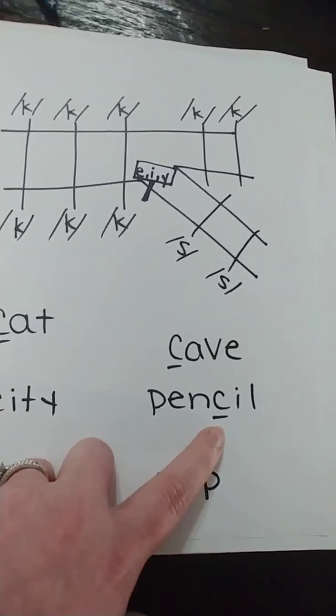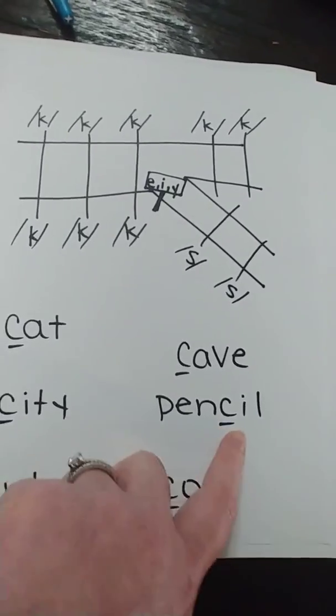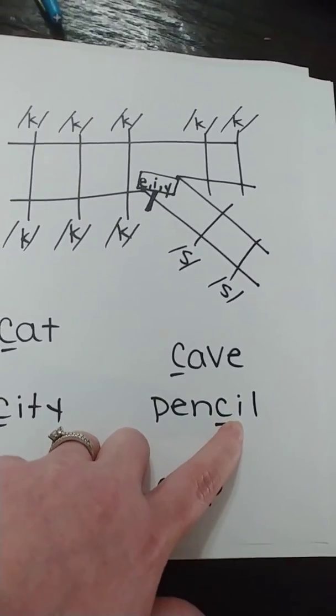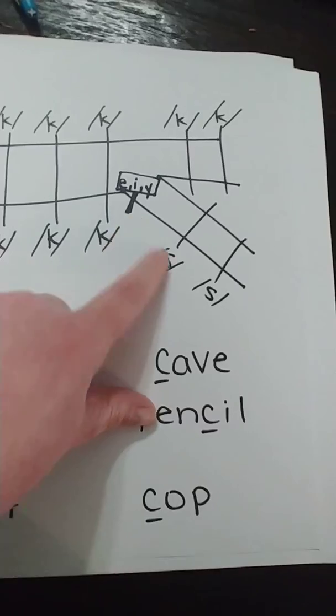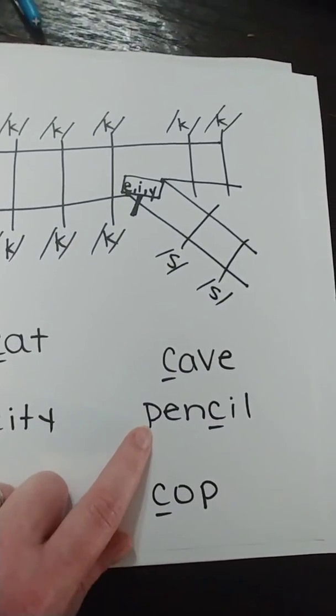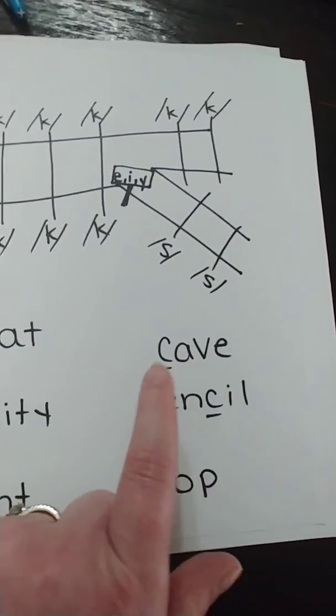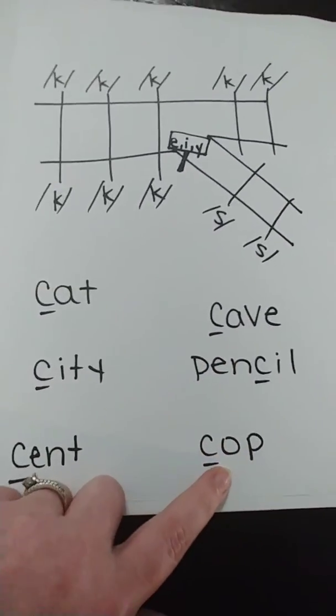Ooh, this C is in a different place. It's in the middle instead of at the beginning. Still follows the same rule, though. C train runs into I. E, I, or Y. We're probably going to change to our S sound. Ill, pencil, pencil.